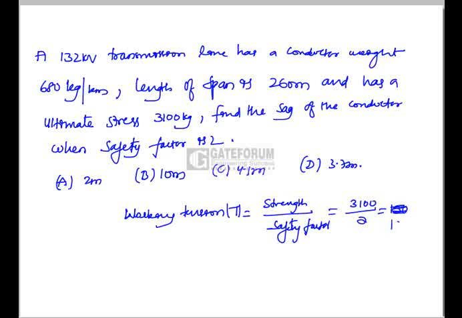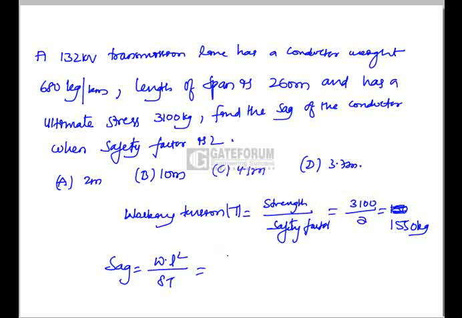Now what is this one? 1550 kg. Okay, now what is sag? We know that sag is equal to WL square by 8 into T. This is the formula for sag of a conductor. Now what is W there? W he has given as weight. Conductor weight he has given as 680 kg per kilometer.